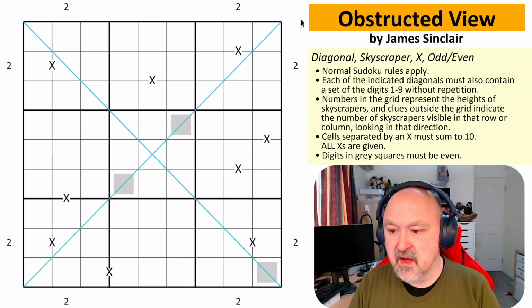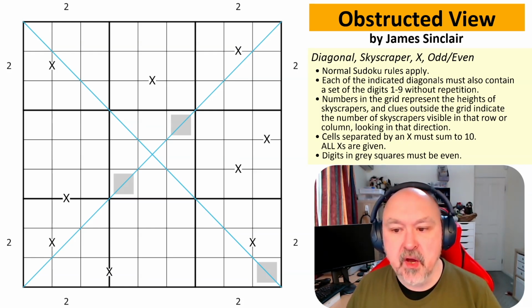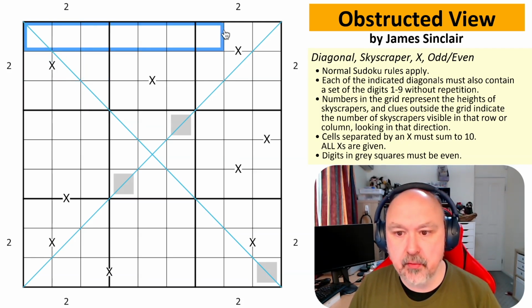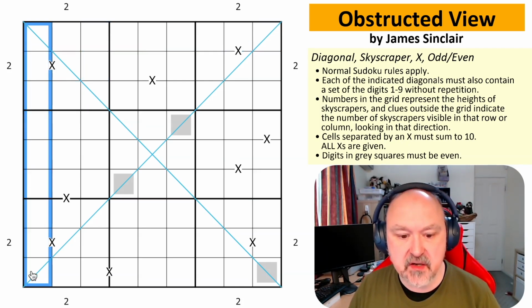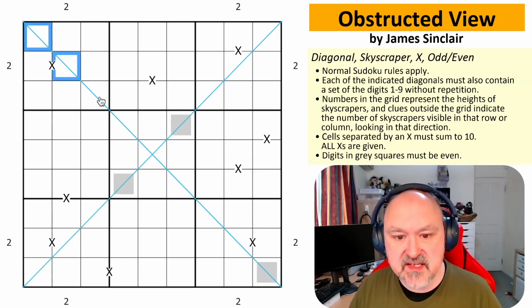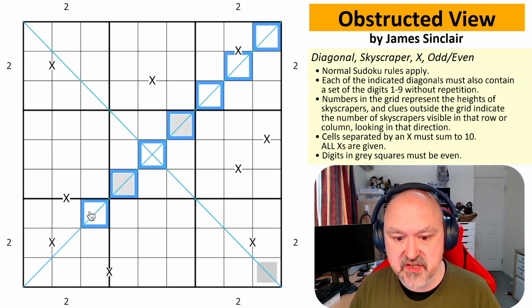So yeah, let's have a look at the puzzle. So what do we have in Obstructed View? We have normal Sudoku rules apply. So in every box, in every row, and in every column, the digits 1 to 9 must be placed without repetition. We have diagonals. So along these indicated diagonals, we must also place the numbers 1 to 9 without repetition. So basically, these are extra regions.